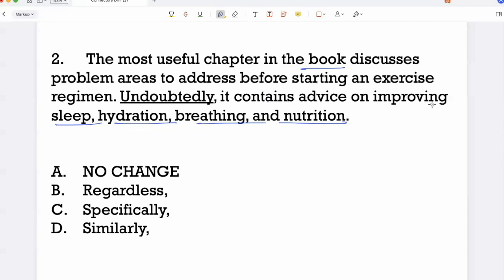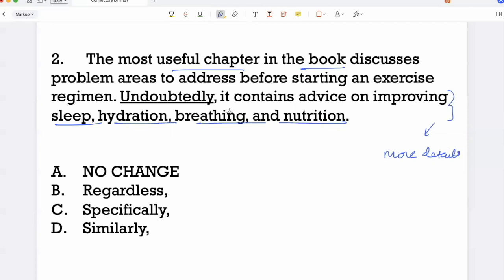So this line is kind of giving me more details about this chapter of the book that was referred to in the first sentence, right? So it's the most useful chapter. It tells you what you need to do before you start an exercise program. And some of those things are improving sleep, hydration, etc. So this is more detail oriented.